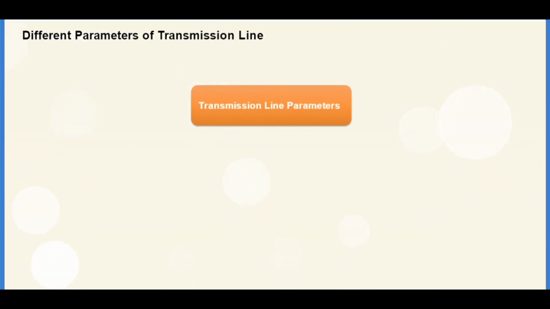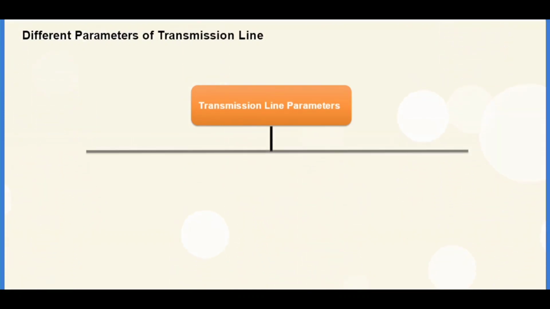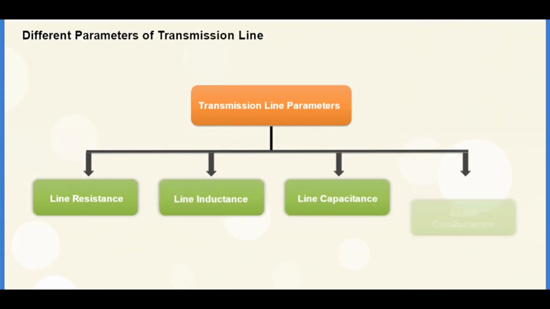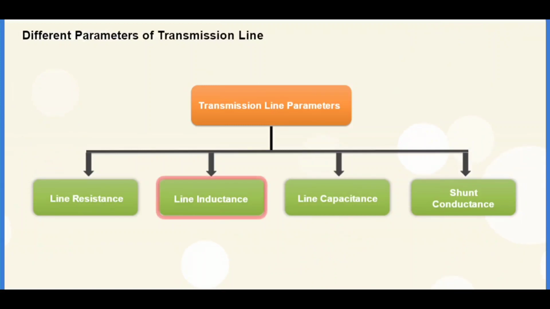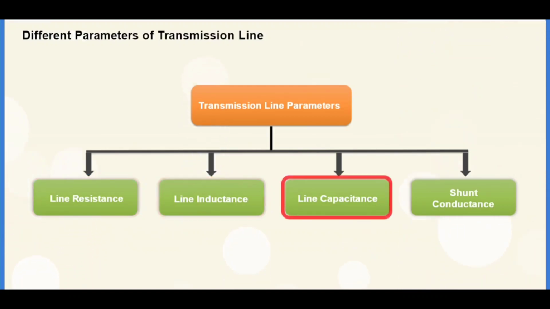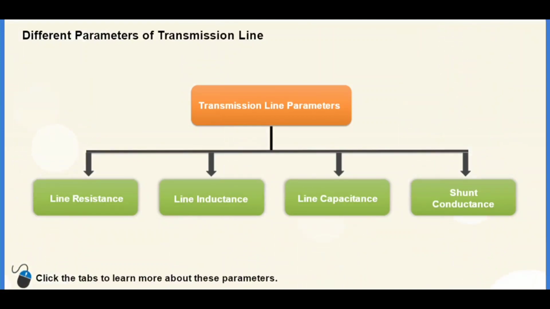Transmission line parameters can be classified into four categories: line resistance, line inductance, line capacitance, and shunt conductance. The line inductance and line resistance form series impedance, whereas the line capacitance and shunt conductance form the shunt admittance. Click the tabs to learn more about these parameters.